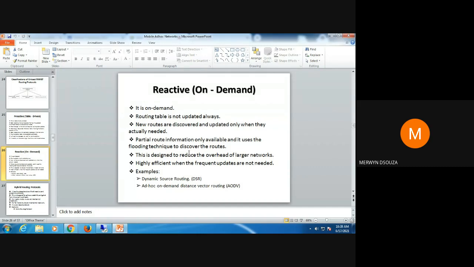And as you know, MANETs are wireless networks and they are ad hoc networks. First of all, they don't have that much bandwidth, so we can't keep doing frequent updates to routing tables. In order to reduce that, they came up with this kind of algorithms. There are two examples of reactive algorithms that we are going to study today. The first one is dynamic source routing, DSR, and the second one is ad hoc on-demand distance vector routing, AODV. So let's start with the first one, dynamic source routing.